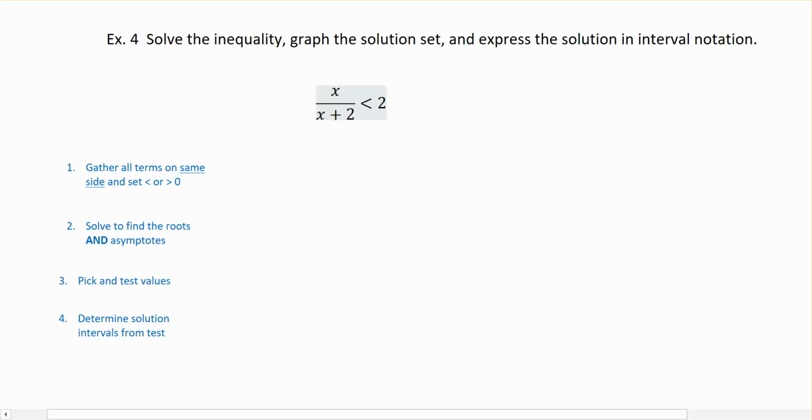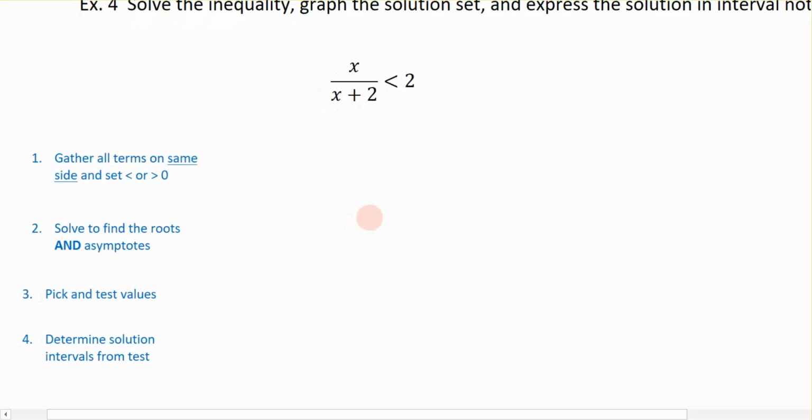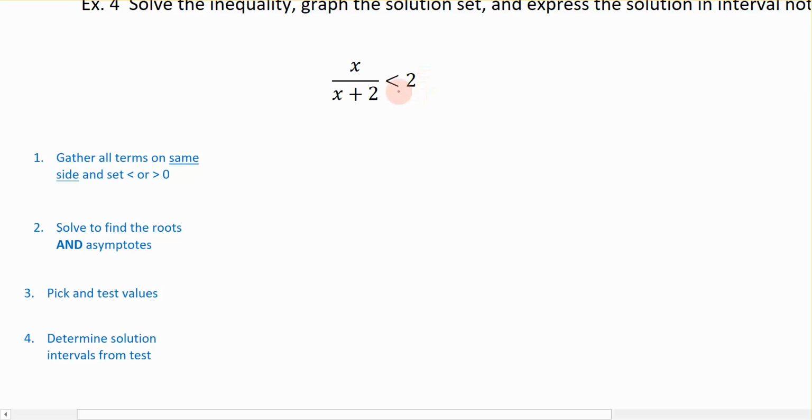So let's look at one more example of solving a rational inequality. This time, my inequality, you can see, is here on the left, less than the number 2. So the first thing I have to do is gather all of my terms on the same side and set it greater than or equal to 0. And we're going to look at this one together because in order for me to do that, I'm going to have to add and subtract fractions.